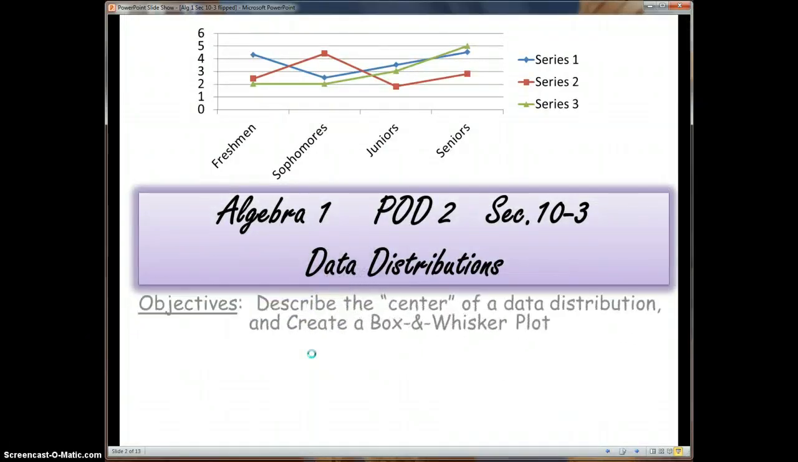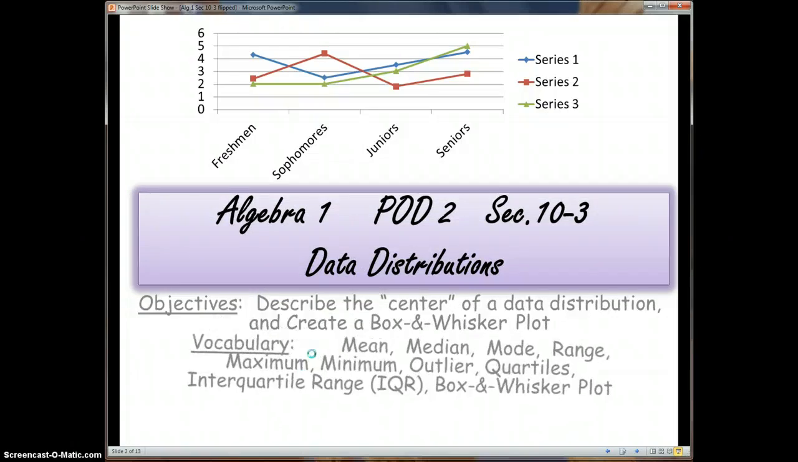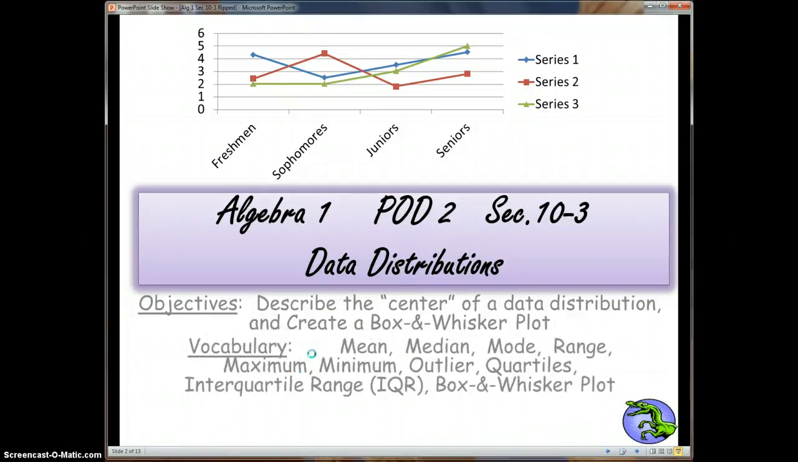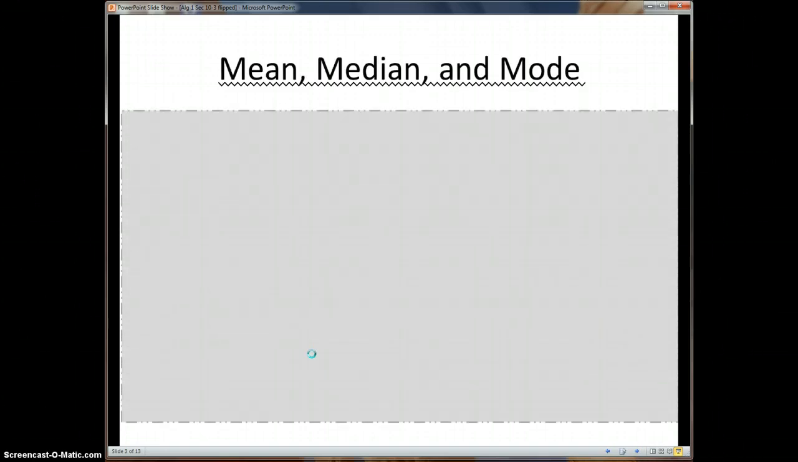Our objectives here: we're going to describe the center of a data distribution, and we're going to be able to create a box and whisker plot. Vocabulary, some terms we need to know. Some of these you probably already know: mean, median, mode, range, maximum, and minimum. Some others are outlier, quartiles, interquartile range, or IQR, and box and whisker plot. So we need to know what each of those terms mean.